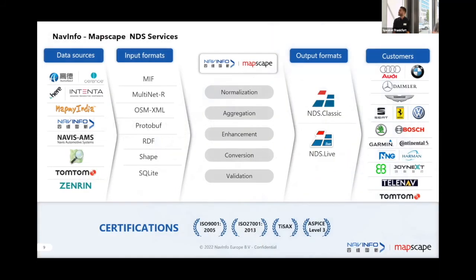Mapscape, Navinfo, we're a Navinfo company. So what we do is we compile navigation data from major data suppliers in basically any format that we can handle, and we compile that for leading OEMs and system developers. We do that in NDS Classic and also are very active in NDS.Live at the moment. We operate at ASPICE level 3 for all our supporting processes and development processes.